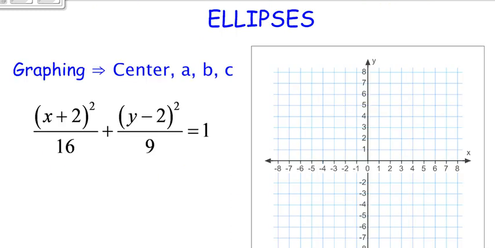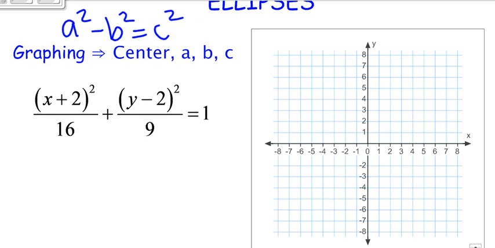All right, so for graphing the ellipse, we need to use the center, the a, the b, and the c, which we get for our foci. Okay, and please remember for ellipses, the way we get our foci is a squared minus b squared equals our c squared.